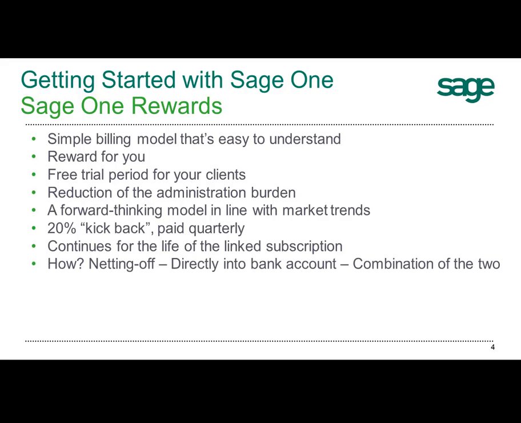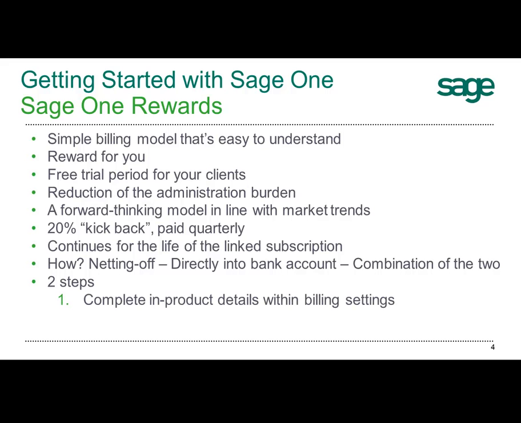So how do we pay you? Now if you have any outstanding balances on your Sage 1 accounts, the commission amount will be netted off against the balance. Where there is no outstanding balance, Sage will pay directly into your account via BACS. Now it can be a combination of both, where the commission due is more than the outstanding balance, the remainder of the commission will be paid via BACS.